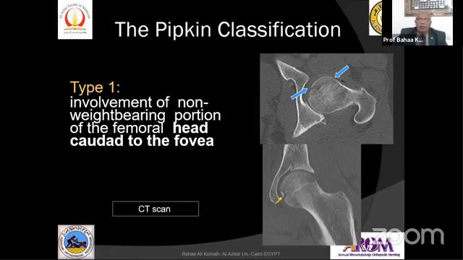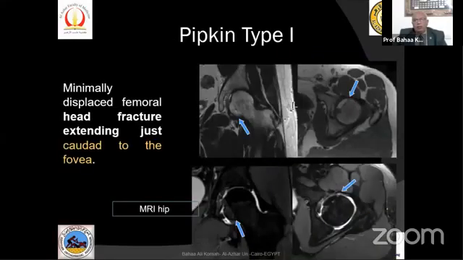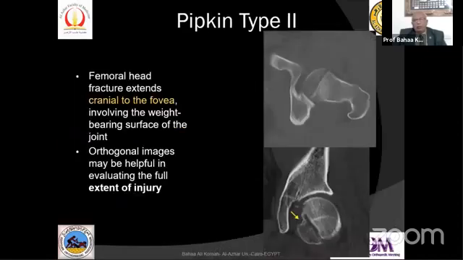This is a type 1, presented by CT scan, involving the non-weight bearing portion of the femoral head caudal to the fovea. This is by CT scan. You can see it in sagittal and coronal sections. And this is the diagram for type 1. Also in the MRI, it is easy to identify a minimally displaced femoral head fracture extending just caudal to the fovea, with the MRI presentation showing some joint effusion.